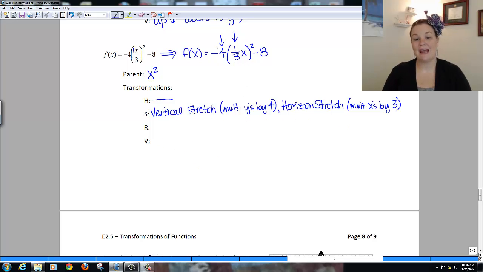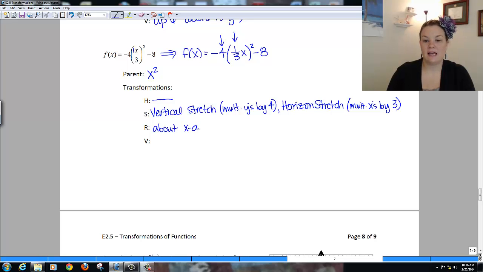Reflection, I do have a negative. My negative is outside the function, which means it's negating the y's. If it's negating the y's, it's reflecting it around the x-axis. So this is a reflection about the x-axis. And in my table of values, I would negate the y's.